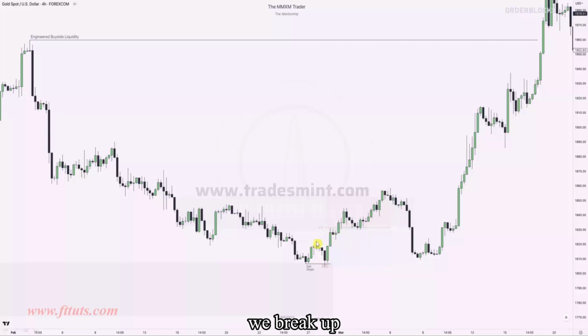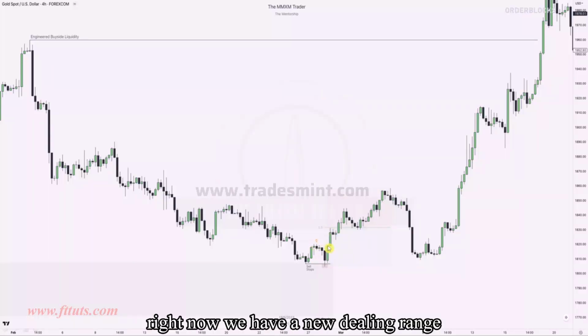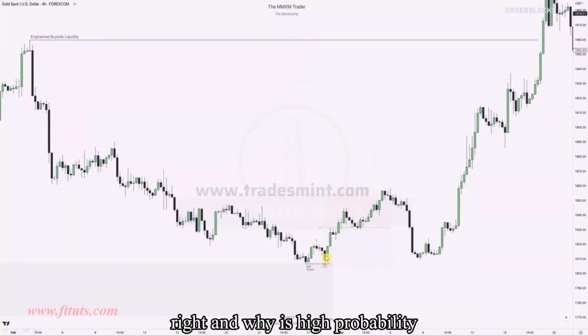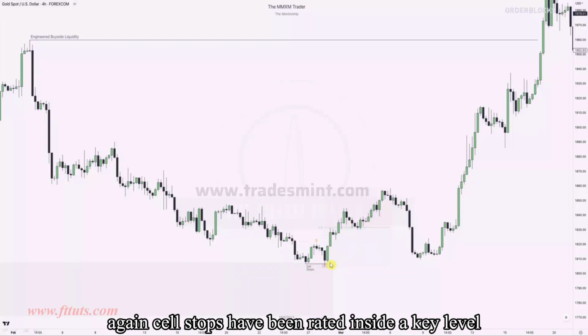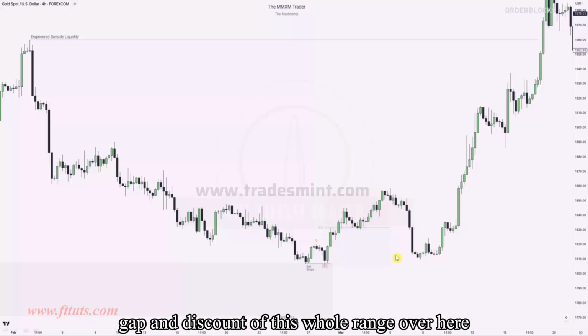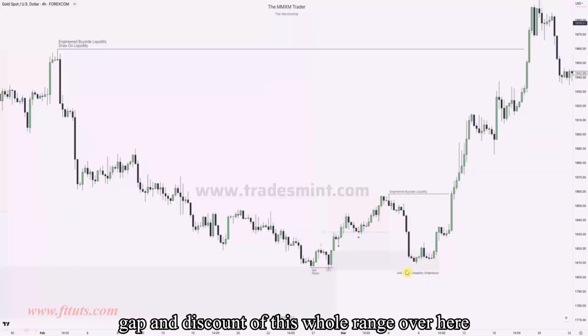We need to see that key level hit where the smart money reversal happens. We break up, break of structure up here, right? Now we have a new dealing range. So from this high down into this low, we have the equilibrium line over here. So this should be the high probability order block, right? And why is it high probability? Again, sell stops have been raided inside a key level and also a fair value gap and discount of this whole range over here.